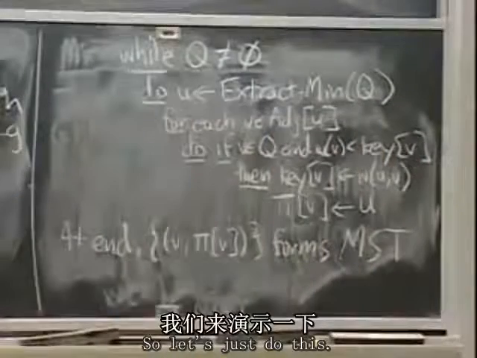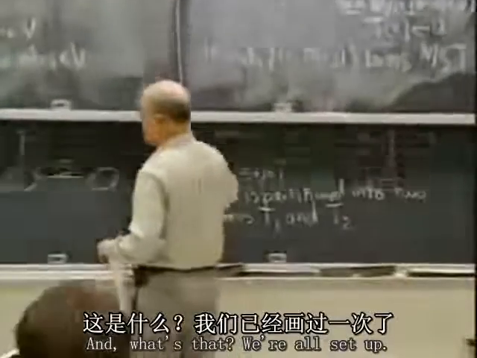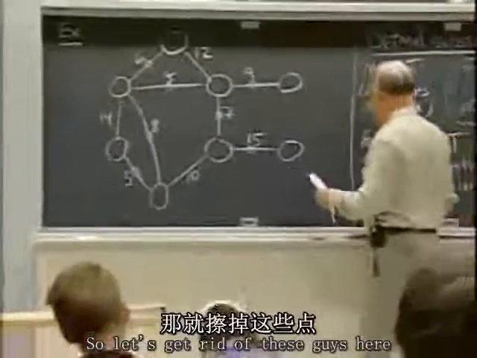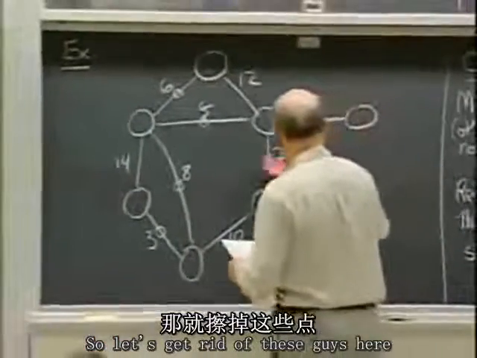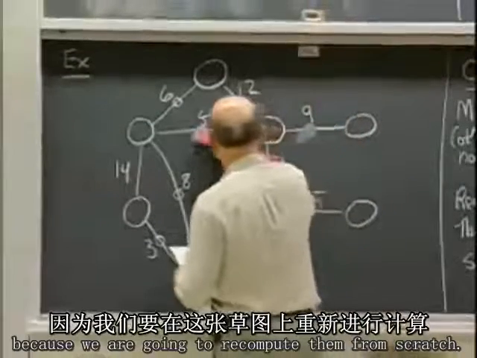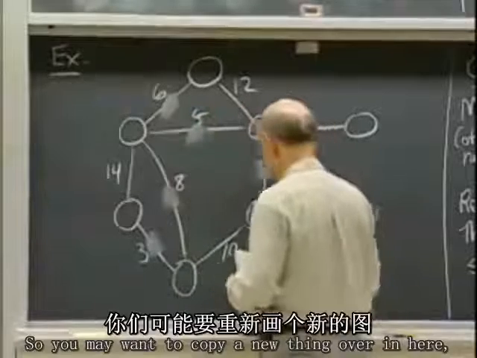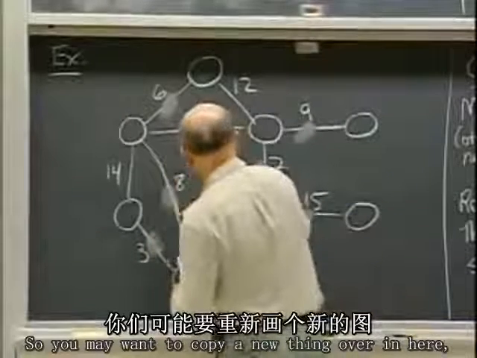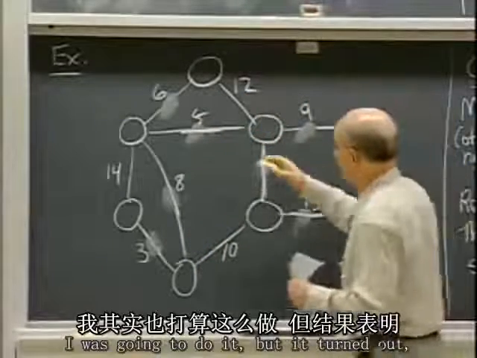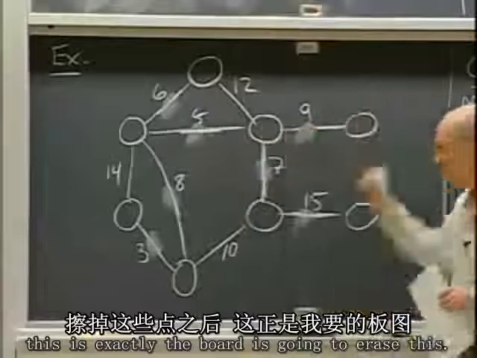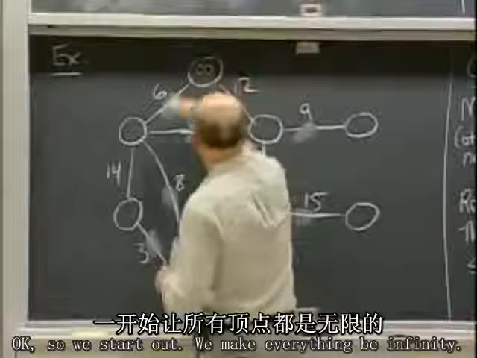So let's just do this. Look at that, we're all set up. Let's get rid of these values here, because we're going to recompute them from scratch. You may want to copy the graph over again in your text file. I was going to do it, but it turned out this is exactly the board that is going to be erased, so let me just modify it. So we start out by making everything infinity.